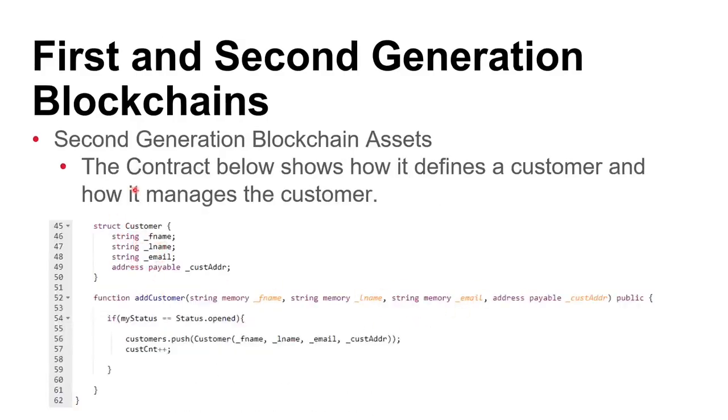So we can see here is actual code that would describe a customer. Now it's up to us. Here we can see the customer's first name, last name, email, and their Ethereum wallet address. And we can see a function that will pay that customer, or maybe the customer will pay us.